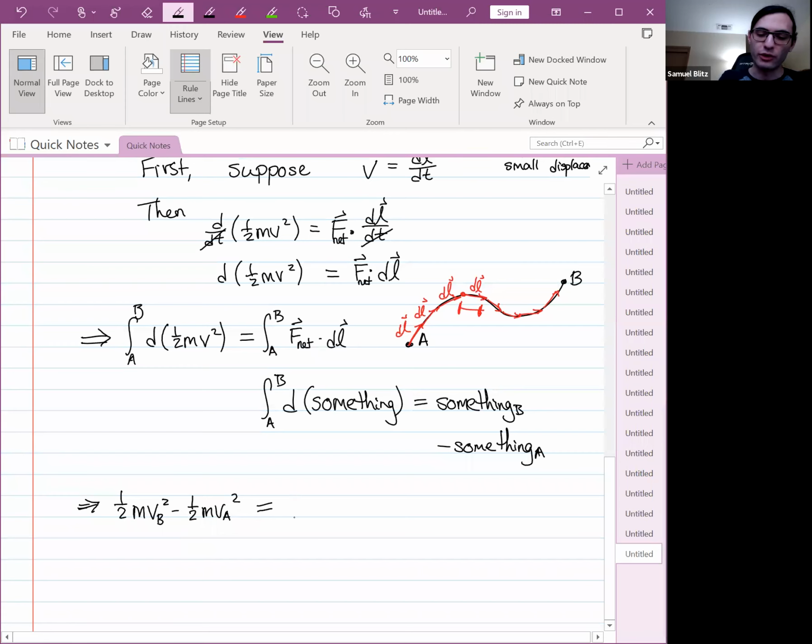And then this is equal to an integral from A to B. We're integrating along a path. We're adding up those little path lengths dotted into that force vector as we inch along the path. F net dot dl.